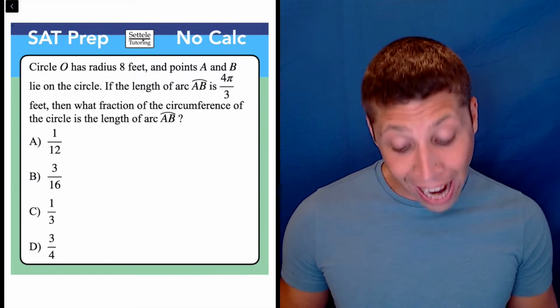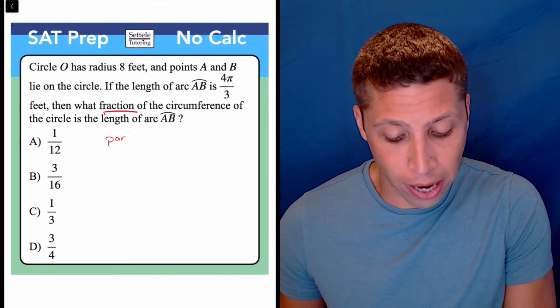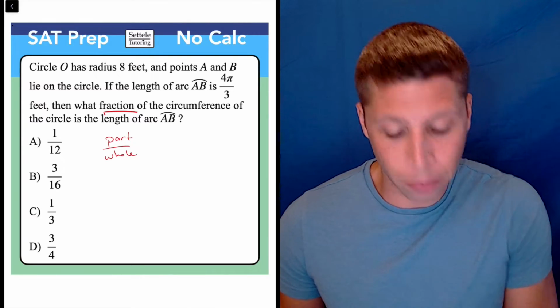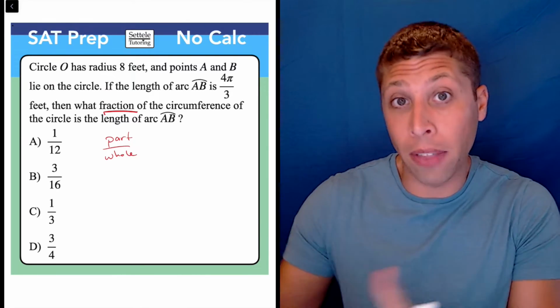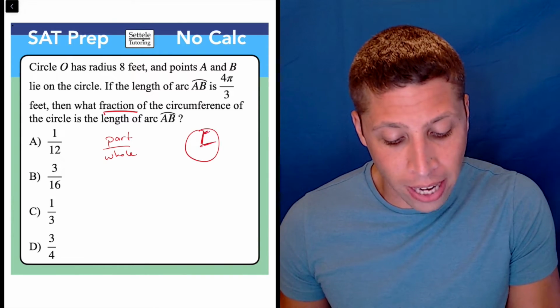Anytime we're asked about a fraction of a circle, we are probably going to have the exact same solution, which is to create a fraction of the part of the circle that we care about over the whole of that circle that we care about. So for every circle, we can kind of find these little sectors.